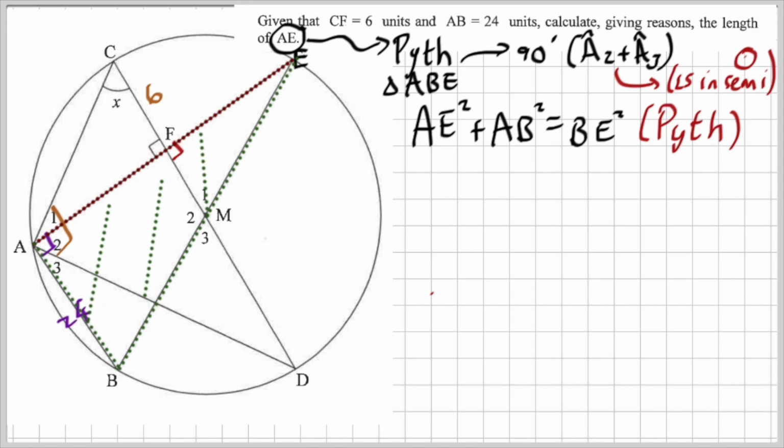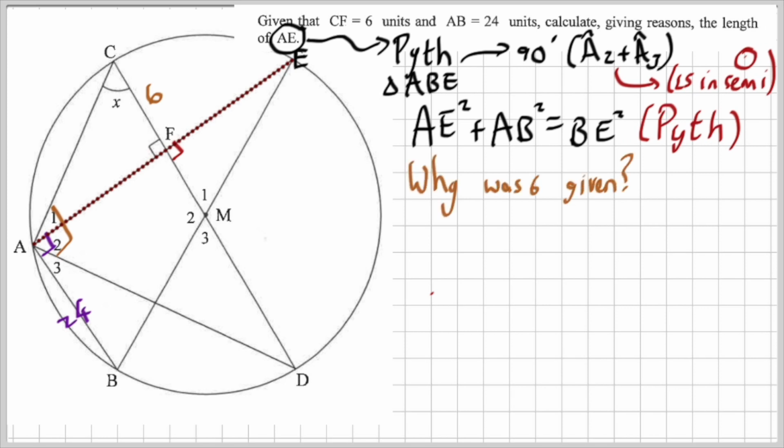Okay, everyone all right with that? Okay, I hope you're all right with that. Then I'm going to ask myself, why was the 6 given?